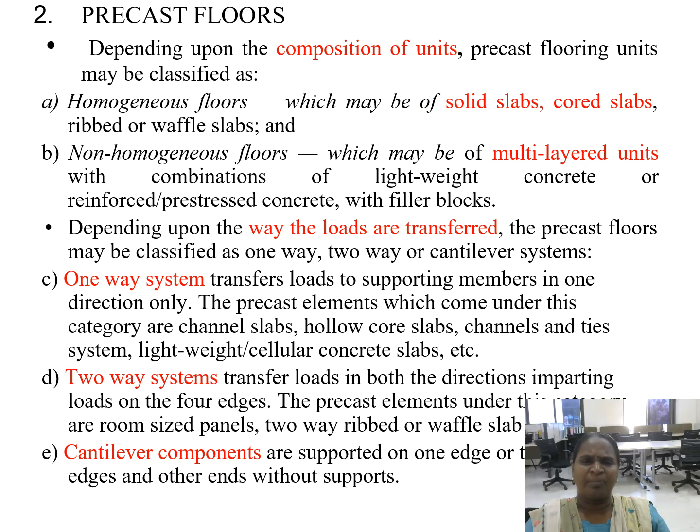Precast floors. Depending upon the composition of units, the precast flooring units may be classified into homogeneous floors, which may be solid slabs, poured slabs, ribbed or waffled slabs, and non-homogeneous floors, which may be multi-layered units with a combination of lightweight concrete or reinforced or pre-stressed concrete. Depending on the way of load transfer, the precast floors may be classified as one-way or two-way. One-way comes under the category of hollow core slabs, channels, and lightweight blocks. Two-way slabs transfer the loads in both directions. Cantilever components are supported on one edge, with the other edge without support.